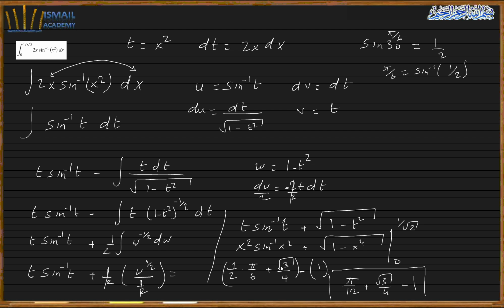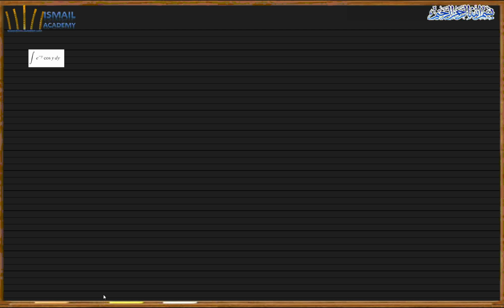So I did some mental math here, but I believe that most of you will use a calculator. Please, on the test maybe they will not allow you to use a calculator, so try to know how to do this stuff without a calculator. Alright, so last question. So here we have e to the minus y cosine y dy.